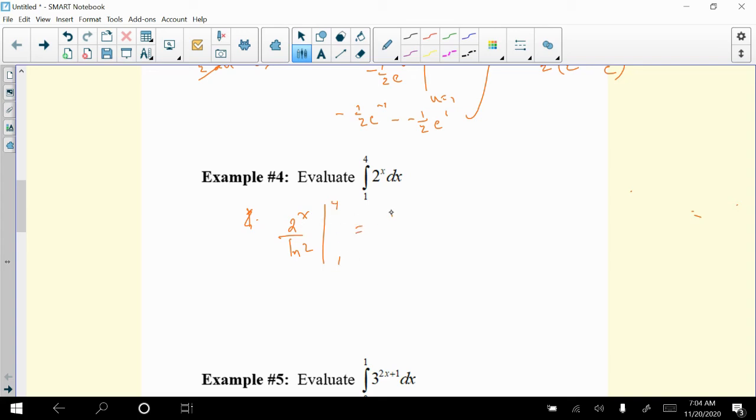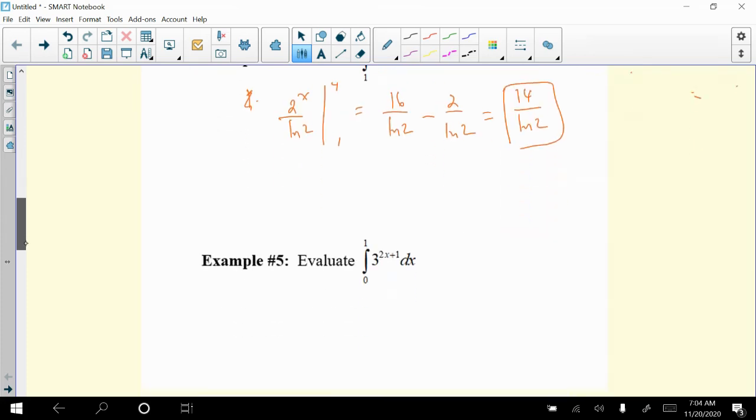2 to the 4th power is 16 over natural log of 2 minus 2 to the 1st power over natural log of 2. Common denominator, so 14 divided by natural log of 2. Again, kind of clunky, kind of clumsy of an answer, but that's what it is.